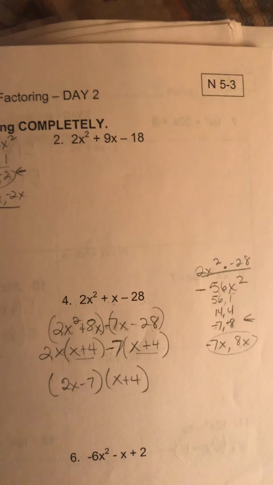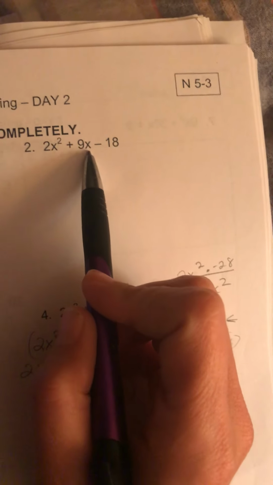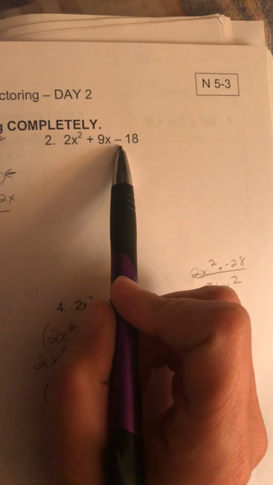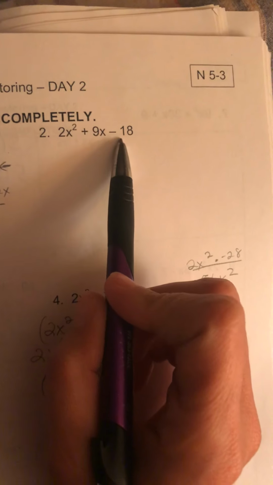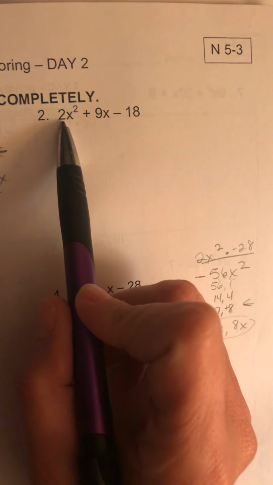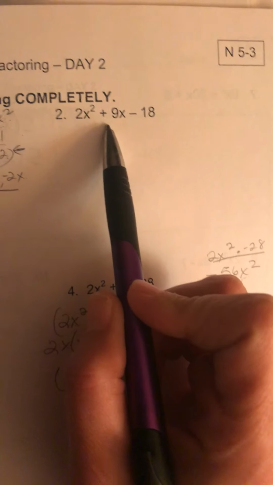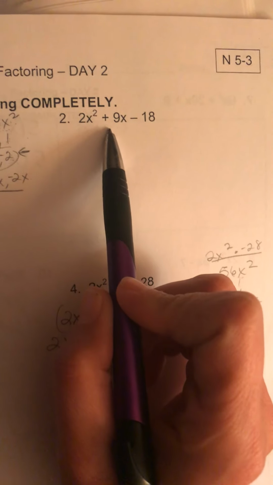So, okay, we're going to look at number 2 to start off. So we have 2x squared plus 9x minus 18. The first step is to look to see if they have a greatest common factor, if they have anything in common that you can take out. Unfortunately, the 2 is only 2 and 1, and the 9 is only 9 and 1. So there's nothing these two have in common, and there's nothing you can do there.